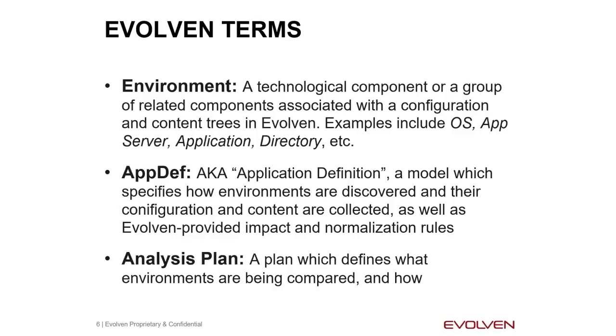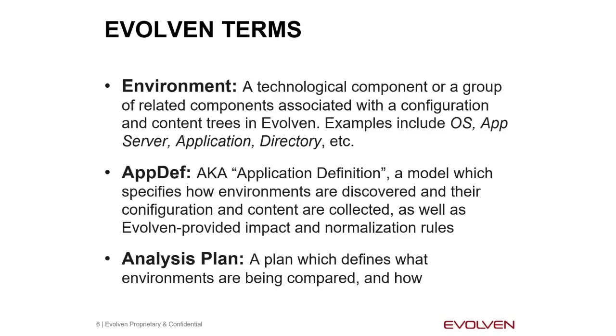In the examples I'll show, we'll see folders that are represented as environments, and that's going to be relevant when we show these rules. And when we use the word app def, also known as application definitions, this is the model that specifies how environments are discovered and collected. So think of it as essentially a template. The template goes out and says, this is how you would find this thing, and then this is what you should collect. And if you think of a simple folder collector, it's: here's where the directory should be. If you find that directory, then go and collect the details.